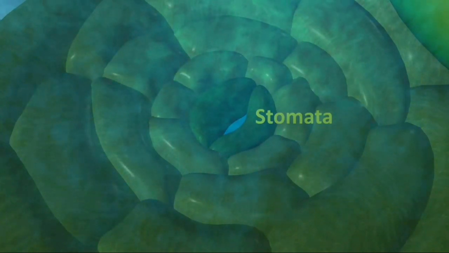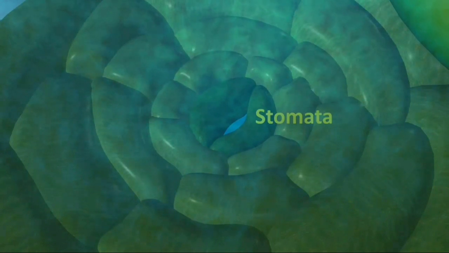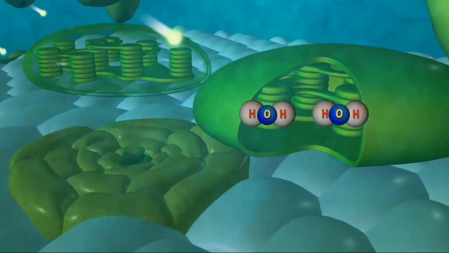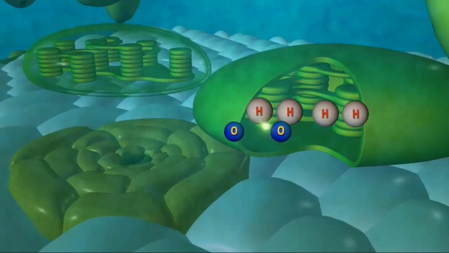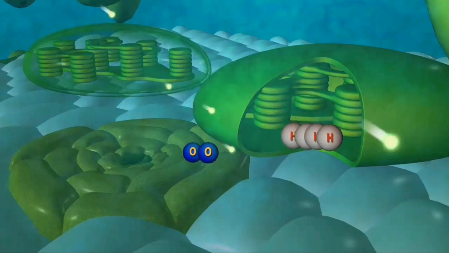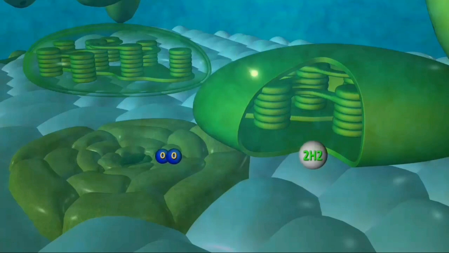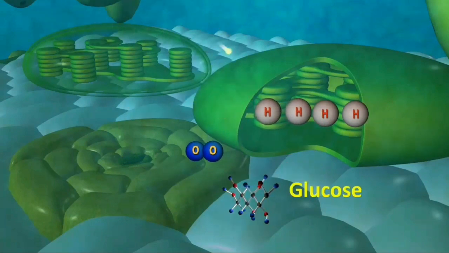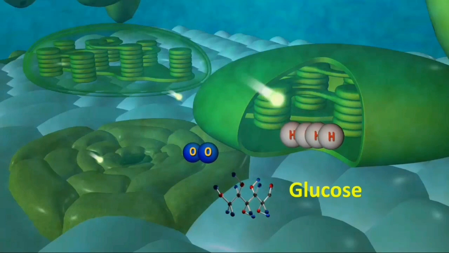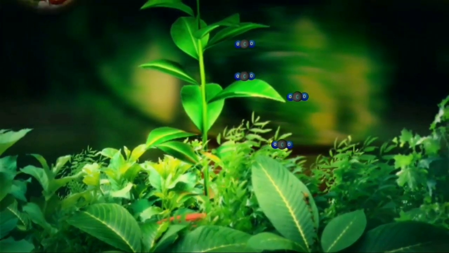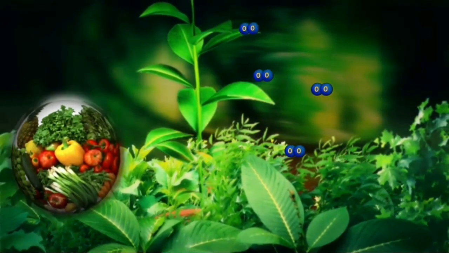To carry out the process of photosynthesis, a plant requires four things: light energy, chloroplast, carbon dioxide and water. Photosynthesis begins with light striking the leaves of plants. Both sunlight as well as artificial light, such as from lamps, are suitable for this process of photosynthesis.